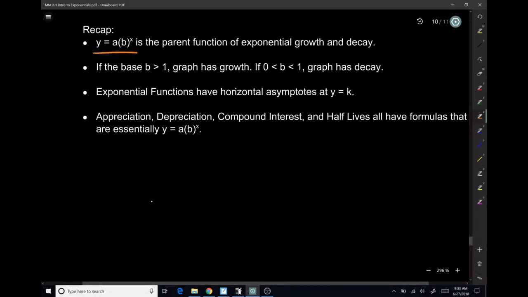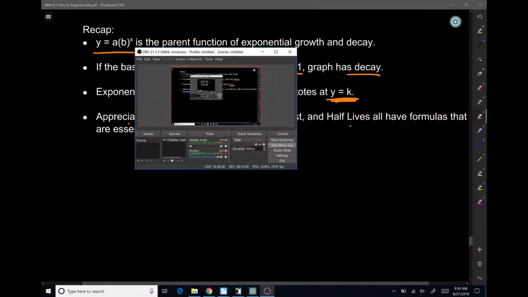Cap all this and shut it down. Y equals A times B to the X is the parent function of exponential growth and decay. If the base is bigger than 1, you grow. If the base is between 0 and 1, you decay. Exponential functions have horizontal asymptotes at Y equals K. And then appreciation, depreciation, compound interest, and half-lives all have formulas that are very, very similar to that parent function. Nice work.